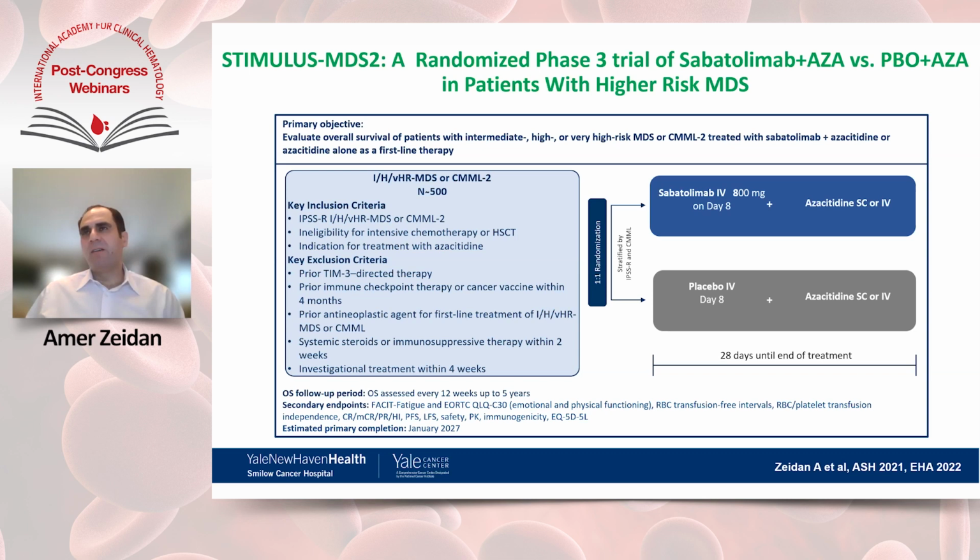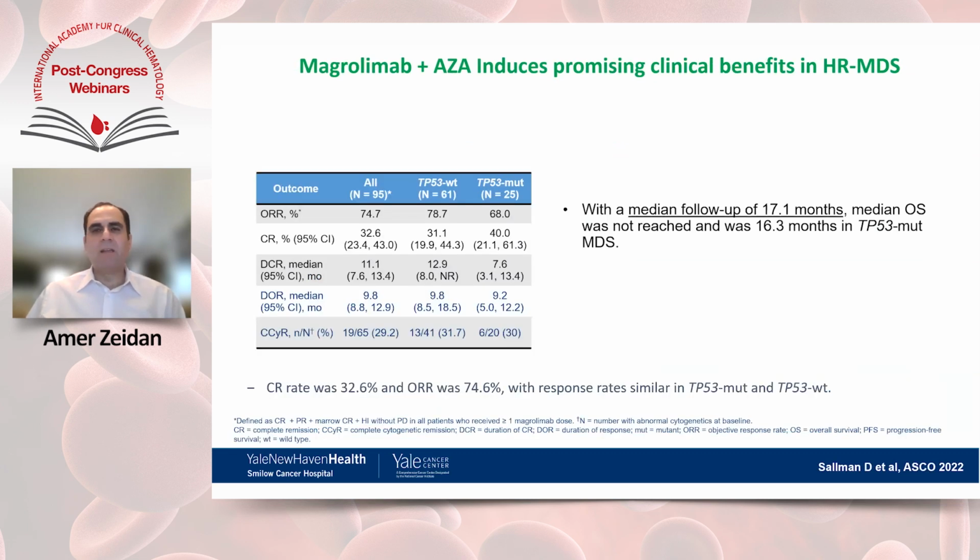However, I think with the evidence of delayed benefit, especially in patients who have lower disease burden, we are waiting for the results of the randomized phase 3 study of sabatolimab with AZA versus AZA alone. This is a study that is fully accrued. More than 500 patients have been enrolled, and we are waiting for the results, which probably will come in early 2024.